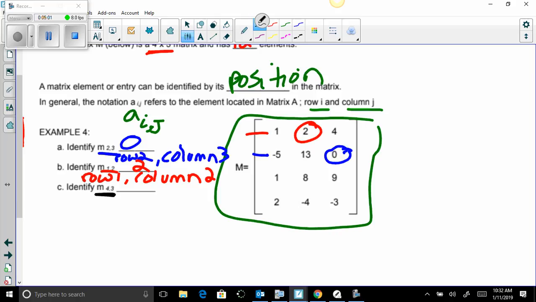Go ahead and see if you can find the last one. M4,3. What row, what column? Ask yourself that first. Very good. It's row 4, column 3, so the value is -3.